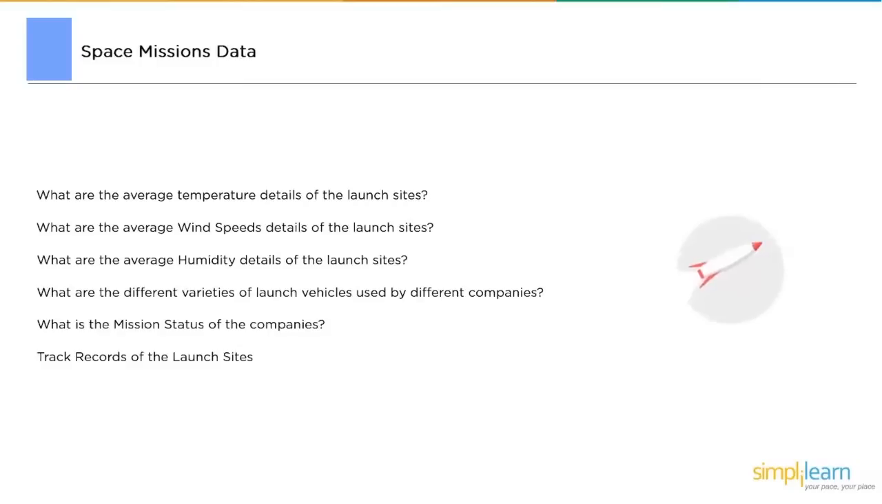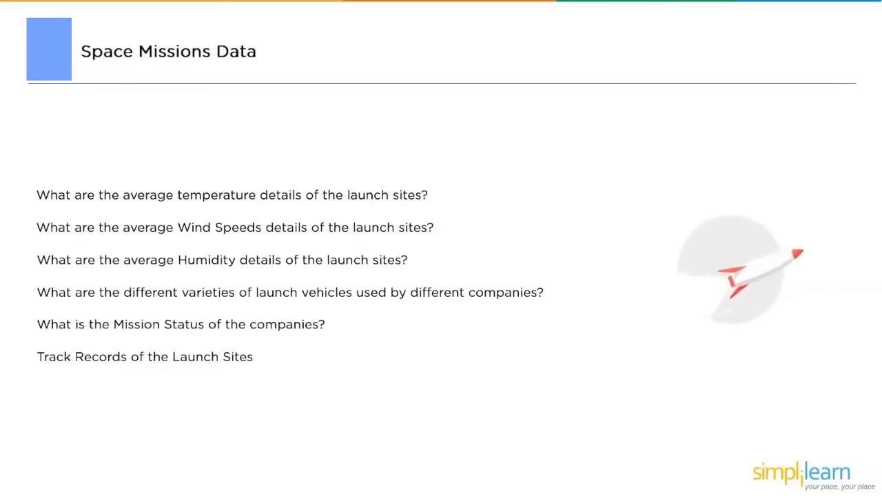We need all these before launching a satellite or a rocket into space. Everything needs to be in ideal condition. Followed by that, we have what are the different varieties of launch vehicles used by different companies. There are a lot of companies. A few are from the government sector, a few are from the private sector. For example, USA military satellites belong to government, and private satellites like SpaceX, and a few others.